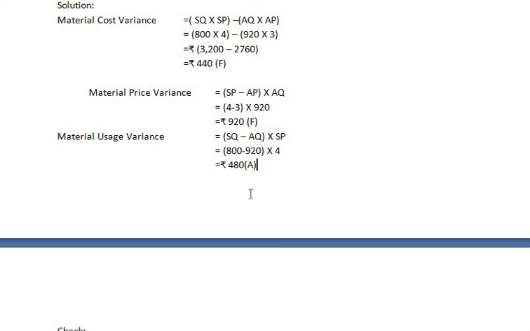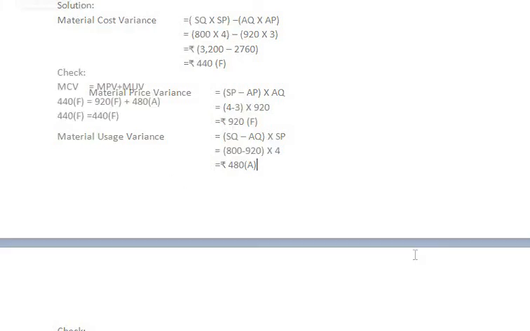Then after that, according to the chart or according to the formula, the material cost variance should be equal to the material price variance plus the material usage variance. So now let us check whether the answer is correct or not. Here, material cost variance is equal to material price variance plus material usage variance. From the calculation, the material cost variance is 440 favorable, the material price variance is 920 favorable, and the material usage variance is 480 adverse.